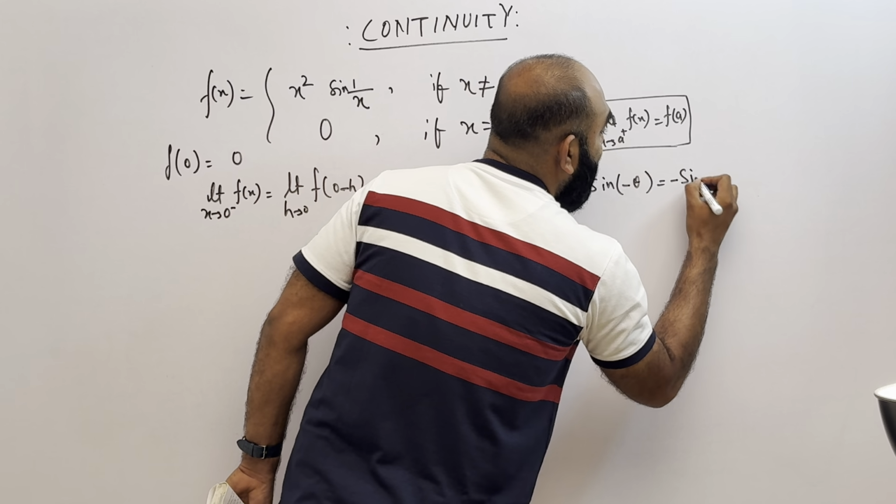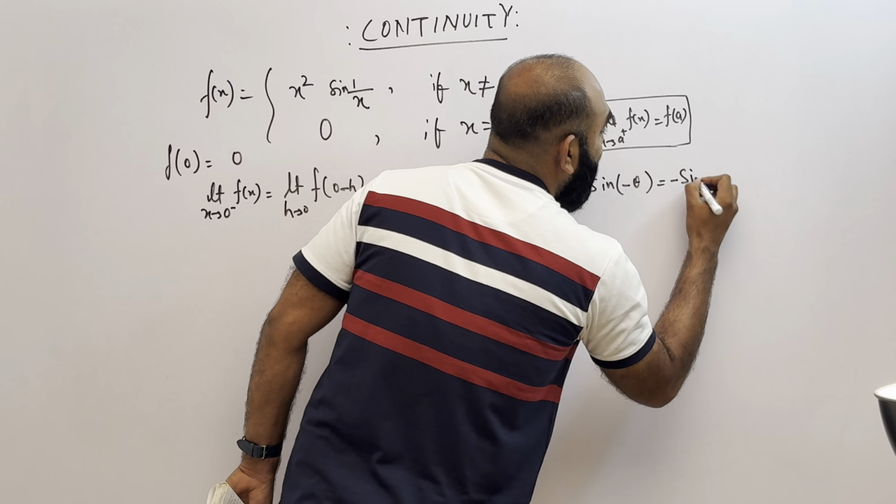Correct now? All these things I have explained to you. Sine minus theta is minus sine theta and cos minus theta is cos theta. So the minus will come here. This minus I can write like this: minus of sine 1 by h.